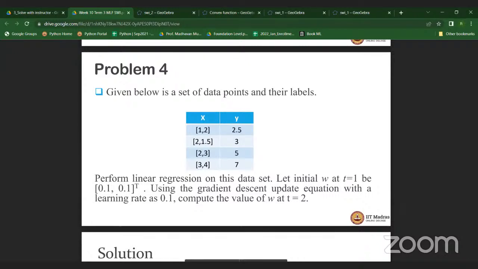We have here X as 1 2, 2 1.5, 2 3, 3 4. That is X, a 4 cross 2 matrix. And y is 4 cross 1.